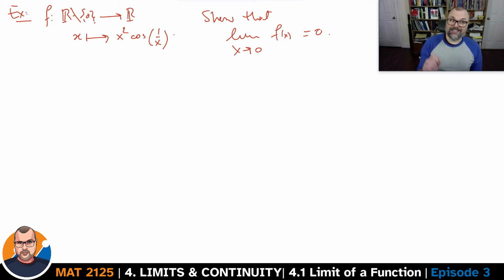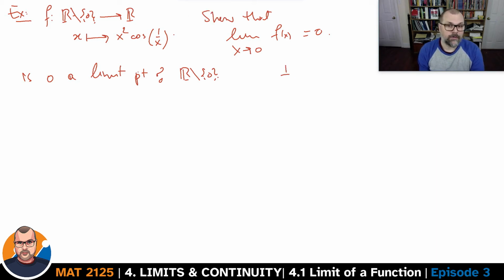Now the function isn't defined at 0, right? You have 0 squared times a cosine of 1 over 0, and that's just not defined. And we show that the limit is 0 nonetheless. Does it make sense to ask this? x is going to 0, but the function is not defined at 0. It only makes sense if 0 is a limit point of the domain.